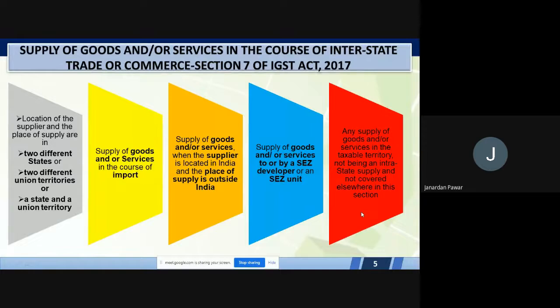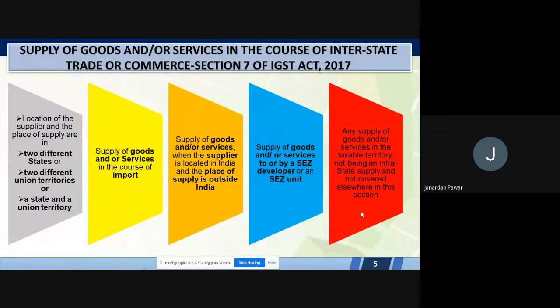I hope you understood the things I wanted to tell you about interstate transactions according to Section 7 of the IGST Act 2017. We have seen this section in five different segments. Segment one talks about why it is called interstate, and they have given the parameters to consider interstate. Parameter one says it should take place between two different states. Then it can take place between two different union territories. And the last one, it can take place between one state and one union territory.